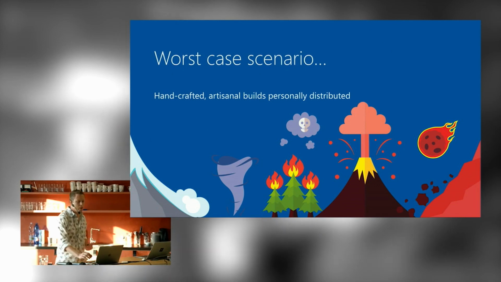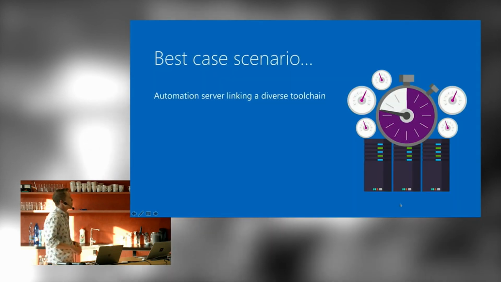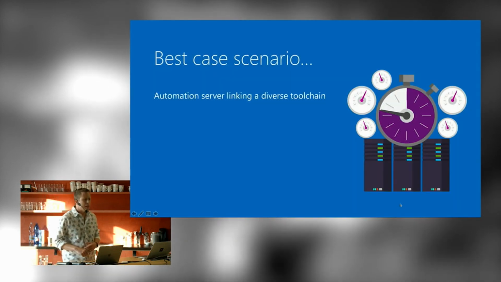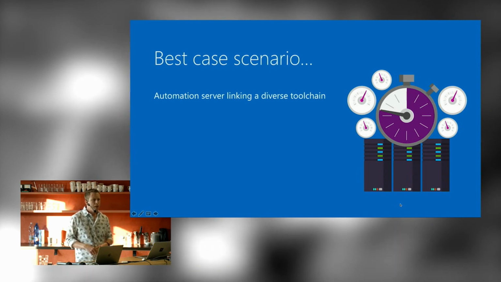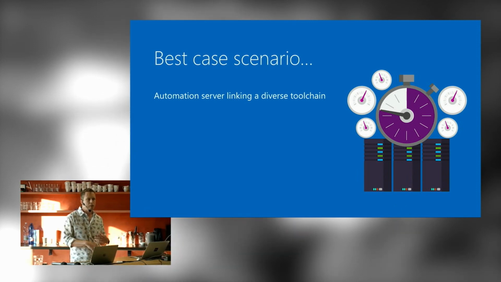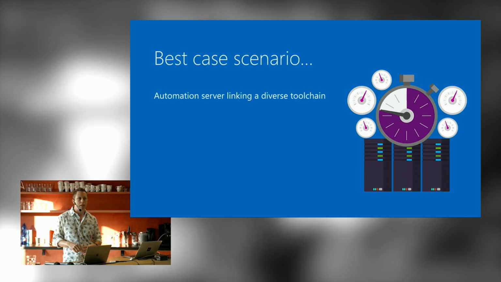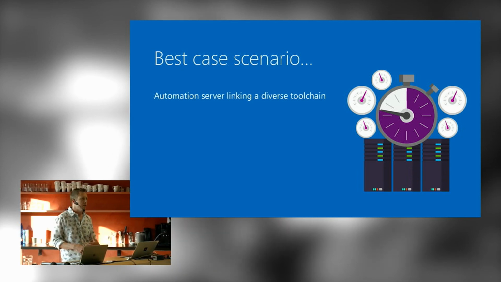All right, so let's talk about a slightly better case scenario. My machine's really slow today. All right, best case scenario, you've got some kind of automation server that is stringing everything together. And again, this would be something like Jenkins or Travis or whatever continuous integration server you're using. And it's chaining all of it together.